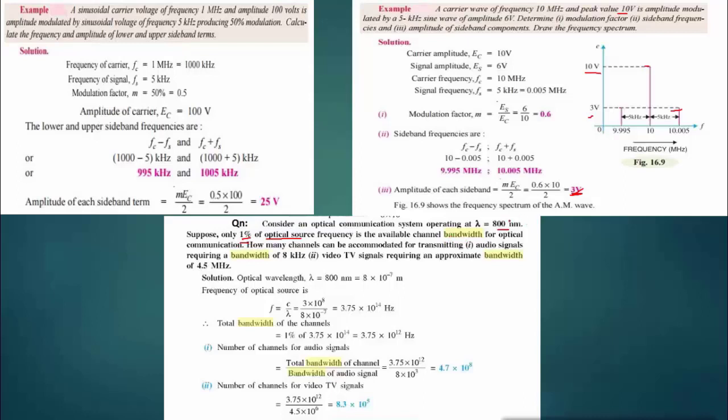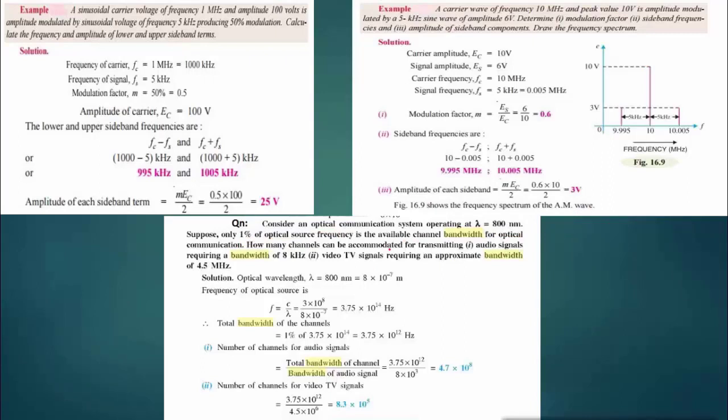It means from the source, the frequency of the source. Here we are given the wavelength. Remember optical communication is electromagnetic wave, and we know that velocity is equal to wavelength times frequency. So frequency is velocity over wavelength. The velocity of an electromagnetic wave is 3 times 10 power 8, and we are given the wavelength, so we can get the frequency. 1% of this is available as the bandwidth.